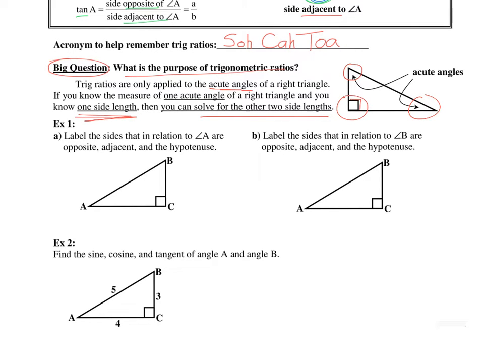Okay? So for example 1, let's build up our knowledge here before we begin to see how trig functions are really applied. Label the sides that in relation to angle A are opposite, adjacent, and hypotenuse. All right, so think about it for a moment. Which side is opposite to angle A? That would be this one. This is your opposite. That's your O. Which side is adjacent? This is your adjacent side. And which side is your hypotenuse? This is your hypotenuse.